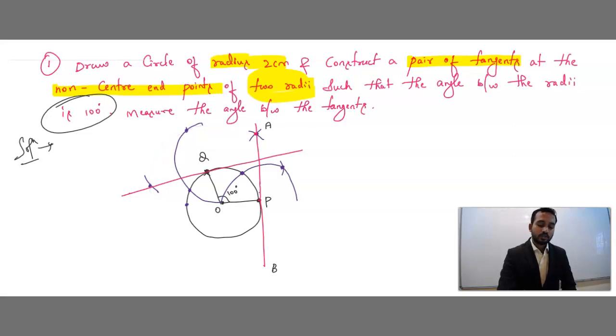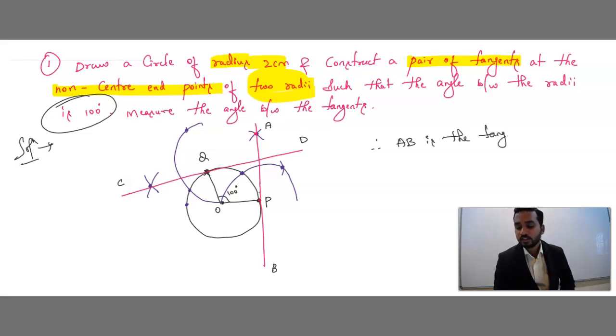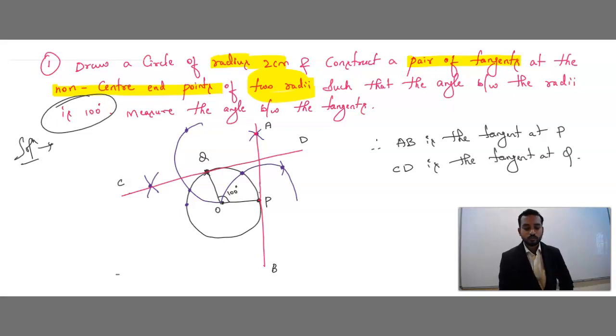I hope you have understood this step. So this is the procedure. This is AB. So AB is the tangent and here CD is the tangent. So therefore AB is the tangent at P, CD is the tangent at Q. So this is the end of this problem.